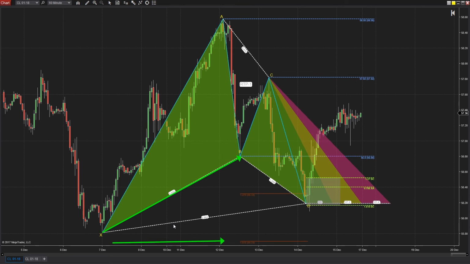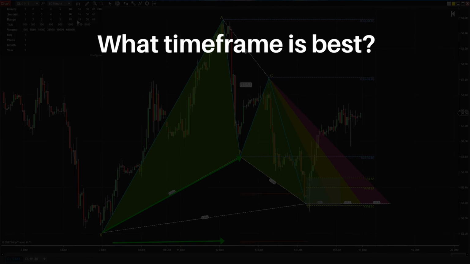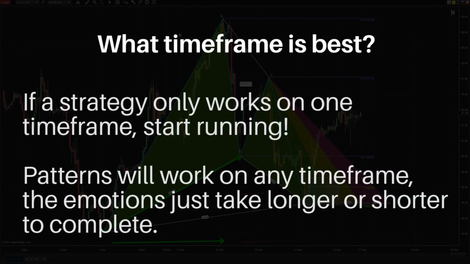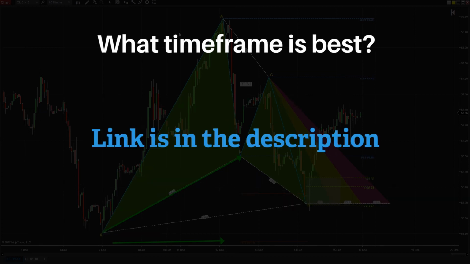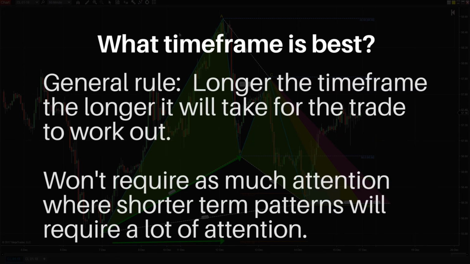So what time frame is best to use the patterns? The time frame doesn't matter. In fact, if a strategy will only work on one time frame, I'd be running for the hills. However, the time frame could work out better for you if you're more of a shorter term or a swing trader. One of the things that we show you how to calculate is how long a pattern will take to work out statistically based off a database of 1.5 million patterns that we've collected, and you can check that out here if you want to actually see the database. Should you want to expand your knowledge of the patterns, we'll show you how to do those calculations.